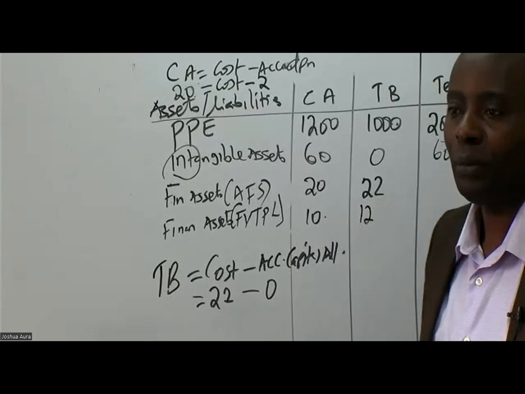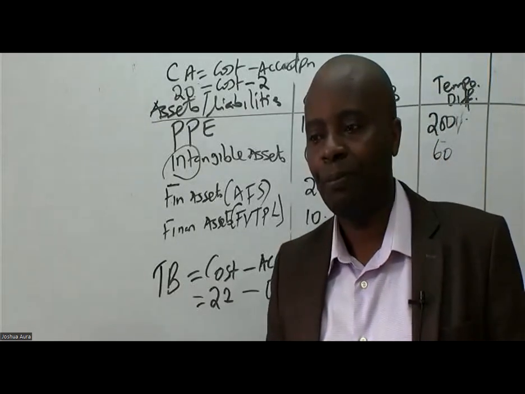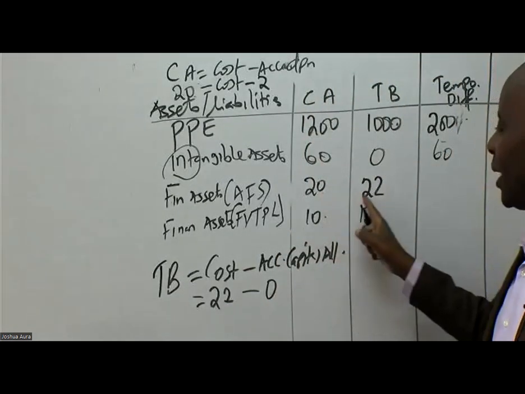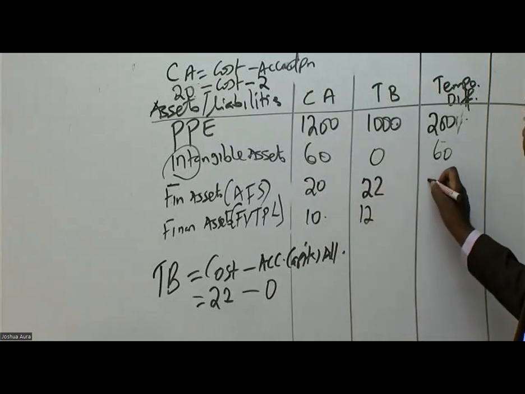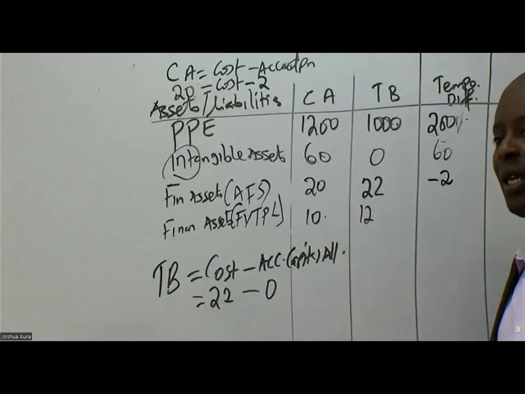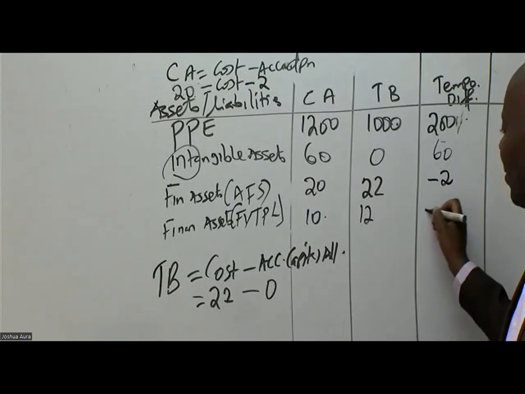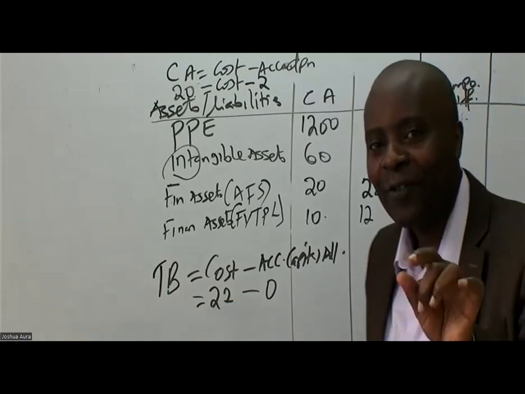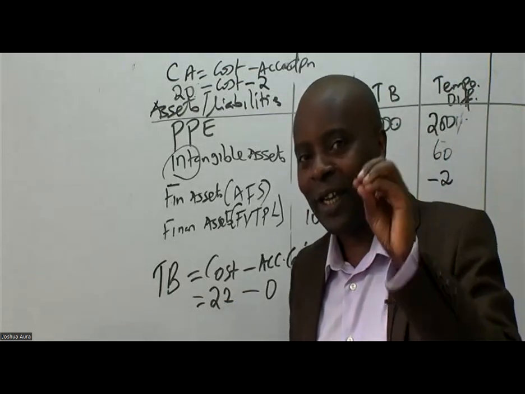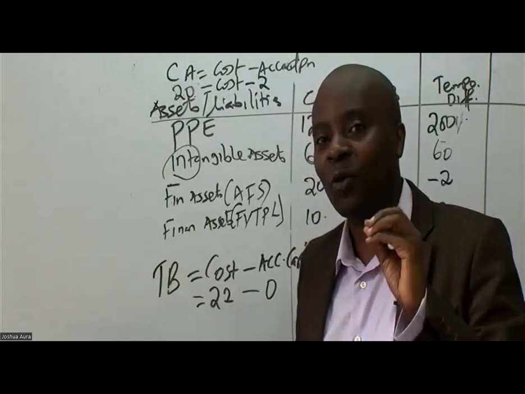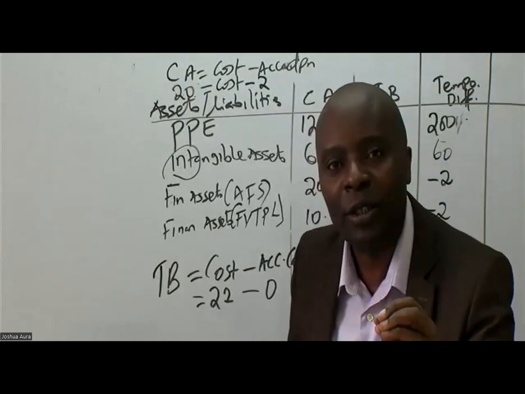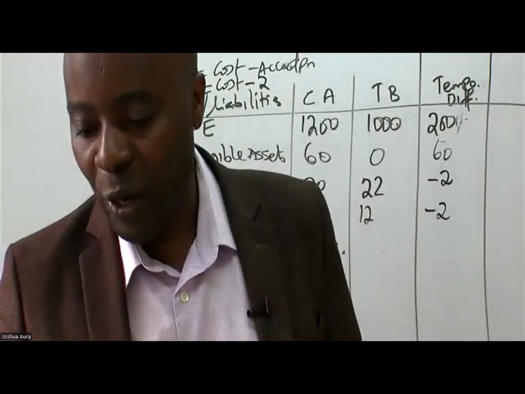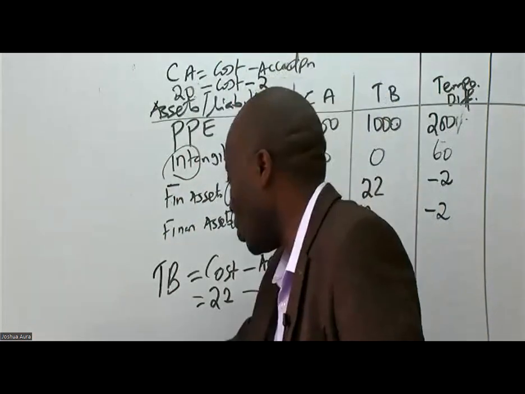Great. Now, ladies and gentlemen, listen to me very well. So then this will be 20 minus 22, and I can see a temporary difference of minus 2. The same case here, this will be minus 2. So here the trick was for you to get the cost of the financial asset. Students who were able to get the cost of the financial asset were able to handle the tax base correctly.